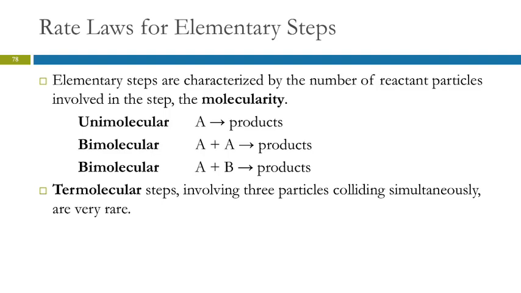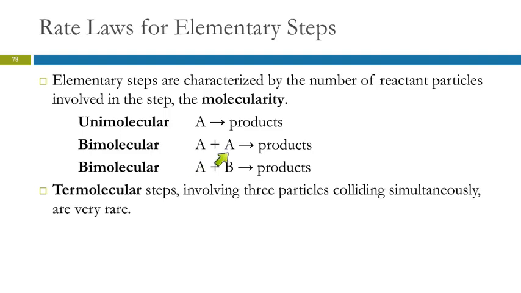Okay, so the elementary steps are characterized by how many particles are involved in the step. It's called the molecularity. We just make up these words, don't we? So a unimolecular step is one that involves one molecule. Maybe it breaks apart, something happens, it does it all by itself. One molecule. Bimolecular, you have two things.